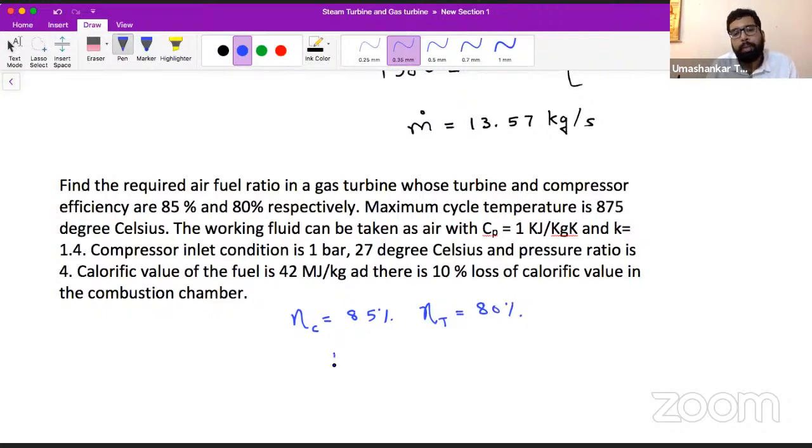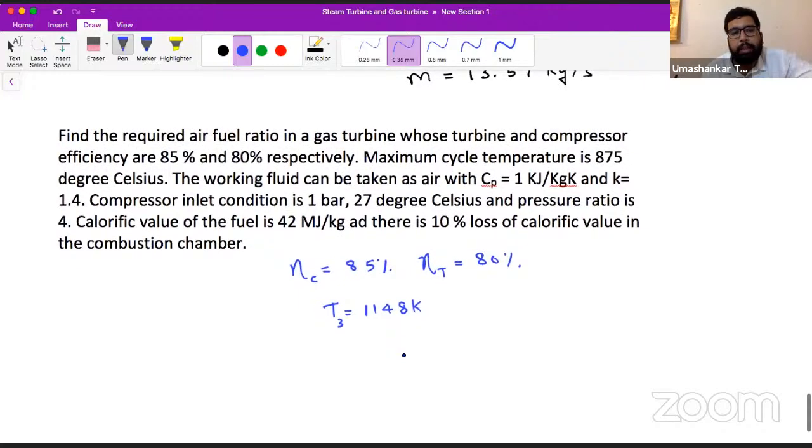The maximum cycle temperature, that is T3, is 875 degrees Celsius. We can convert it into Kelvin, so it is 1148 Kelvin. The working fluid can be taken as air, with Cp, and this K is nothing but the gamma.